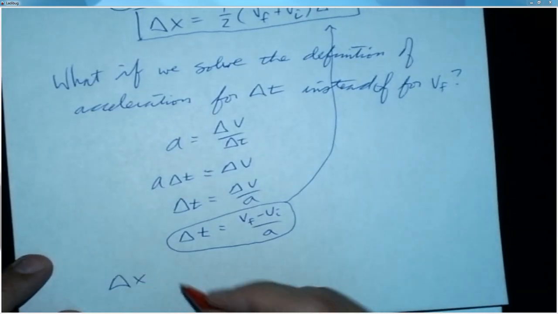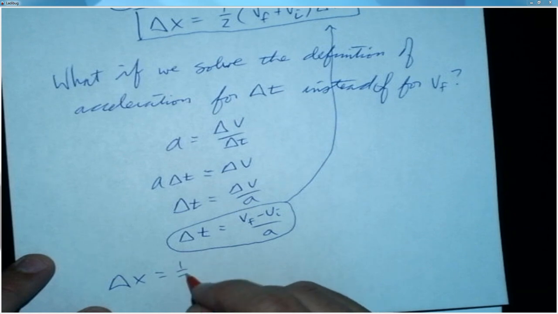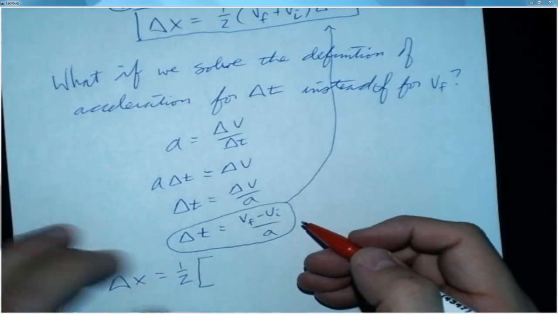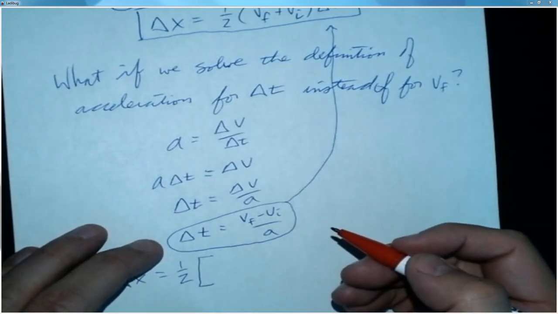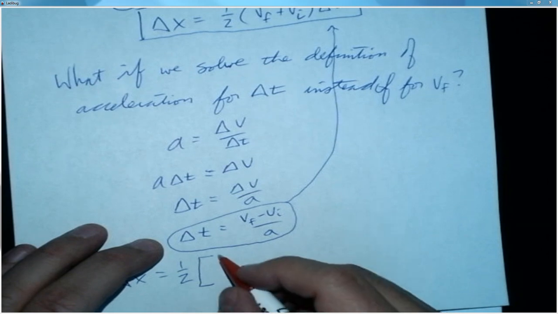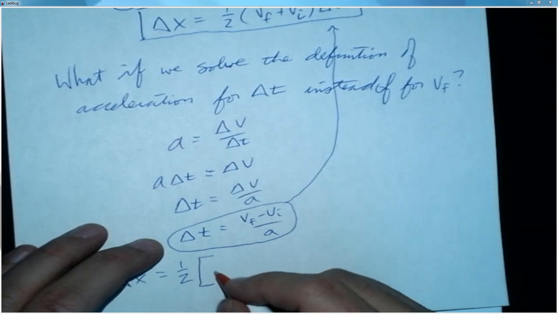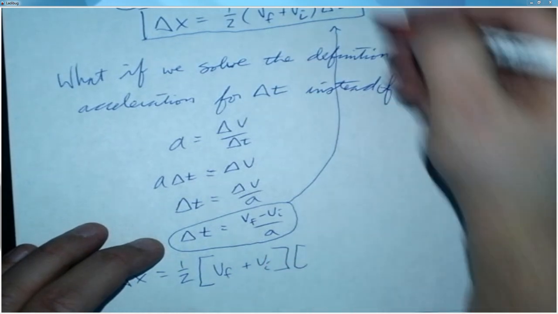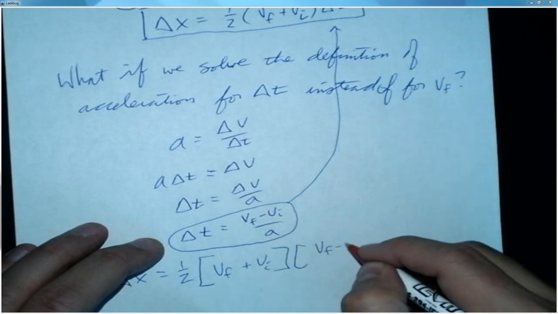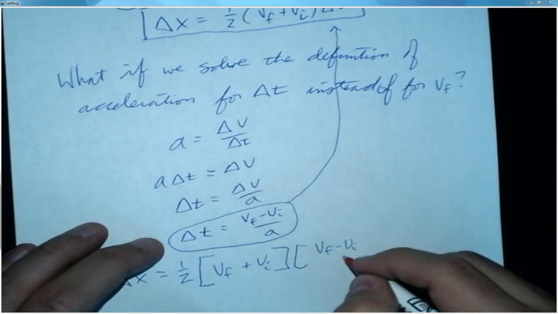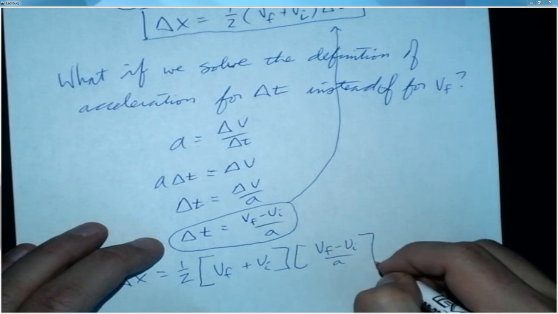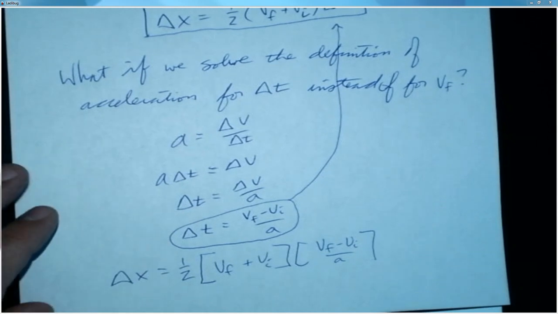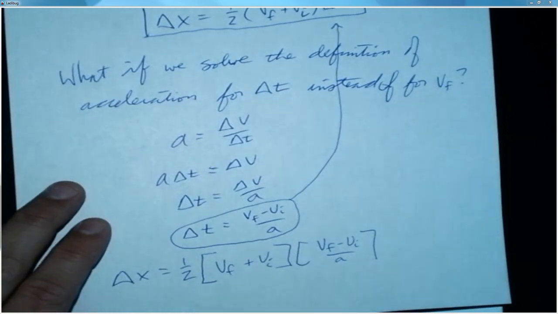So the change in x is going to be equal to 1/2. I'm going to put brackets here, otherwise I'll get parentheses inside of other things. VF plus VI times, now this stuff here, VF minus VI over A. Okay, let's see what we can do. Boy, that looks annoying.